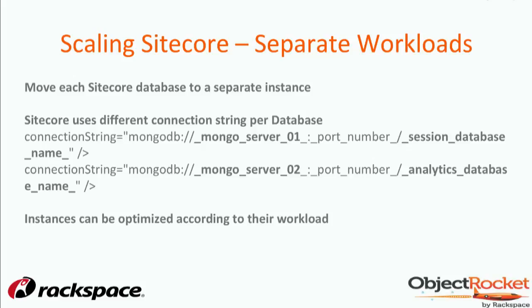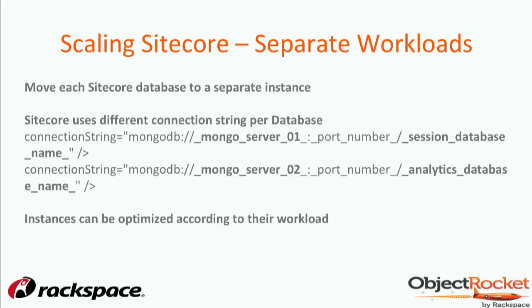So, as Grant said, Sitecore consists of 6 databases. The simplest way to scale Sitecore is to put its database on a separate instance. It's very simple. You just go to Sitecore and you say, this database, I want it to live on that server. Done.